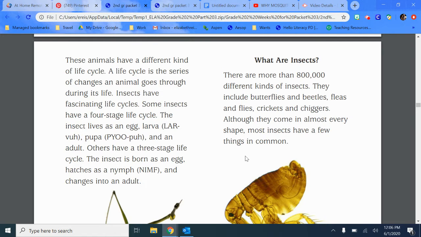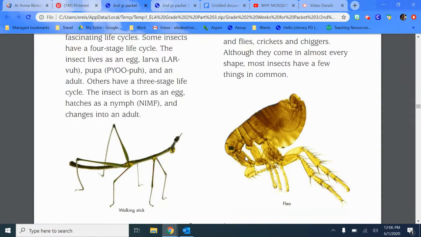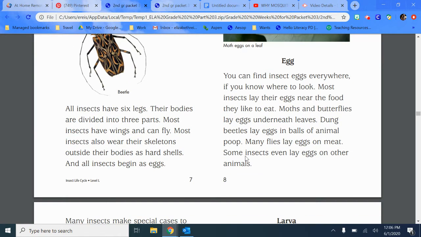Others have a 3-stage life cycle. The insect is born as an egg, hatches into a nymph, and changes into an adult. There are more than 800,000 different kinds of insects. They include butterflies and beetles, fleas and flies, crickets and chiggers. Although they come in almost every shape, most insects have a few things in common. All insects have 6 legs. Their bodies are divided into 3 parts. Most insects have wings and can fly. Most insects also wear their skeletons outside their bodies as hard shells. And all insects begin as eggs.